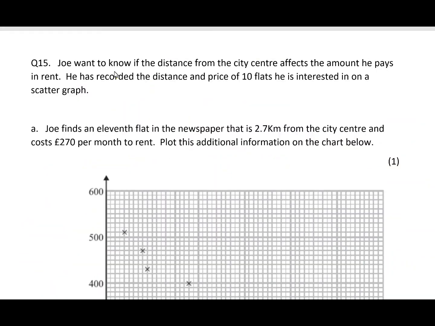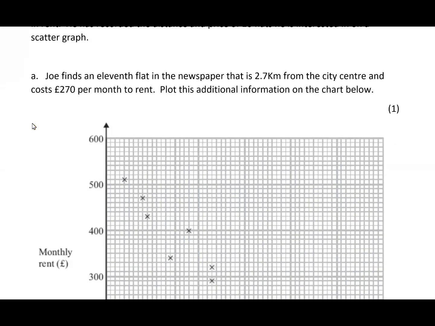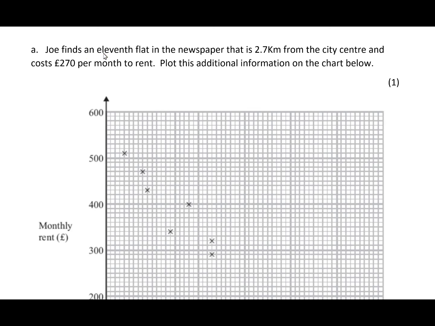Question 15. Joe wants to know if the distance from the city centre affects the amount he pays in rent. He has recorded the distance and the price of 10 flats he's interested in on a scatter graph. Part A. Joe finds an 11th flat in the newspaper that is 2.7 kilometres from the city centre and costs £270 a month to rent. Plot this additional information on the chart below. So 2.7 kilometres, £270.